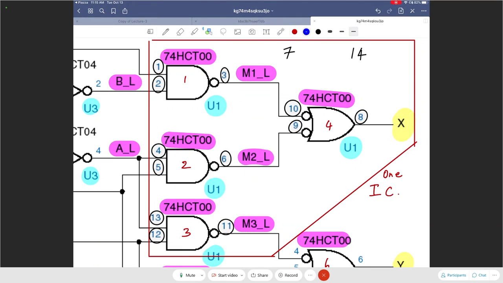So pin number 7 is reserved for a ground connection of the IC, and pin number 14 is reserved for VCC, say plus 5 volts power supply. All the other pins have been used for input or output of the 2-input NAND gates.